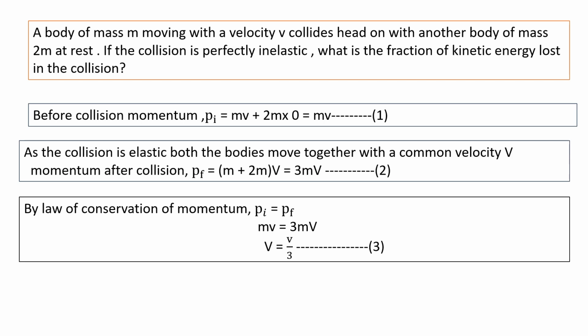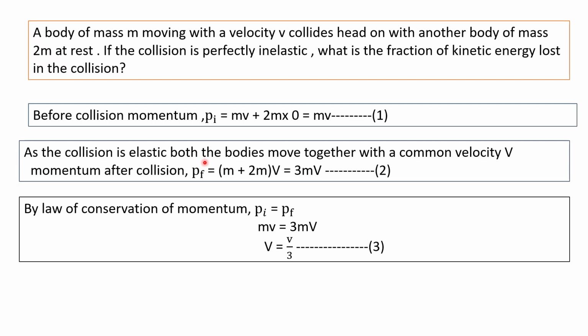A body of mass m moving with a velocity v collides head-on with another body of mass 2m at rest. If the collision is perfectly inelastic, what is the fraction of kinetic energy lost in the collision? Before collision, the momentum is Pi, that is mass of first particle m into its velocity v. The second particle is at rest, so its mass m2 into 0. That is Pi is equal to mv. This is the first equation.